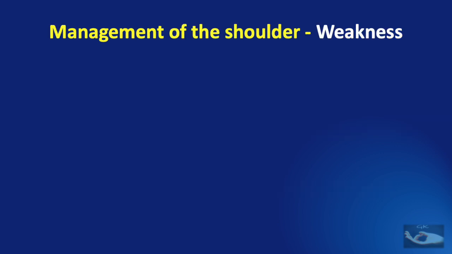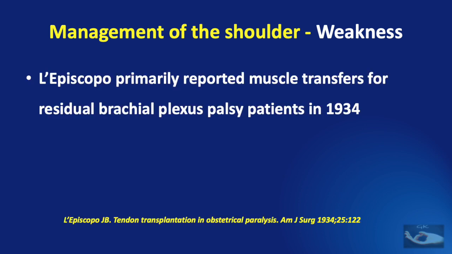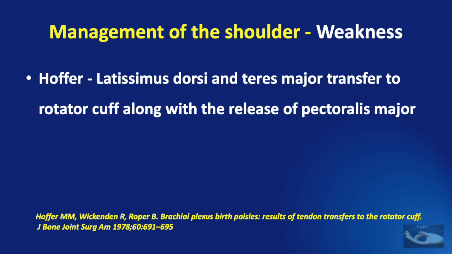Having seen how the contracture of the shoulder is addressed, we shall now see how to manage the weakness that may be seen in the shoulder affected by birth brachial plexus palsy. L'Episcopo primarily reported muscle transfers for residual brachial plexus palsy patients in 1934. It was much later, in 1978, when Hoffer described the latissimus dorsi and teres major transfer to the rotator cuff along with the release of the pectoralis major.